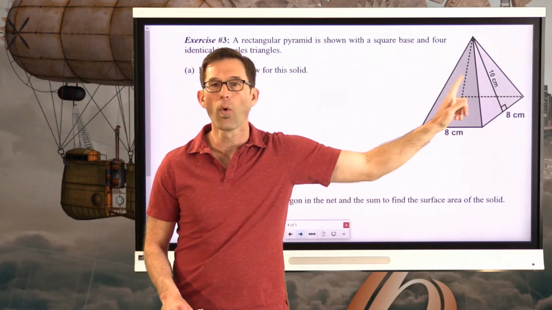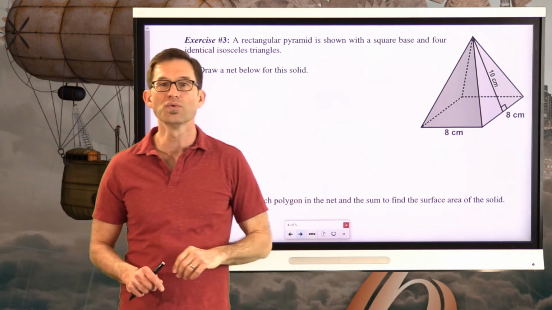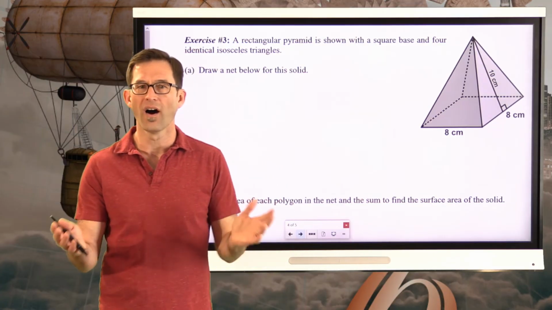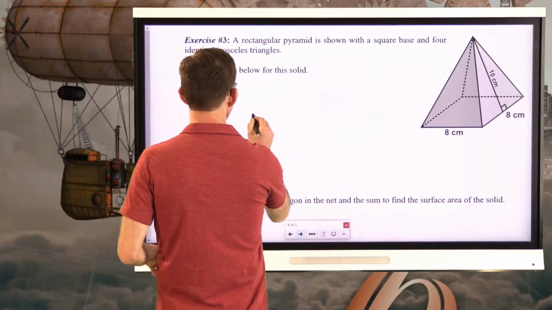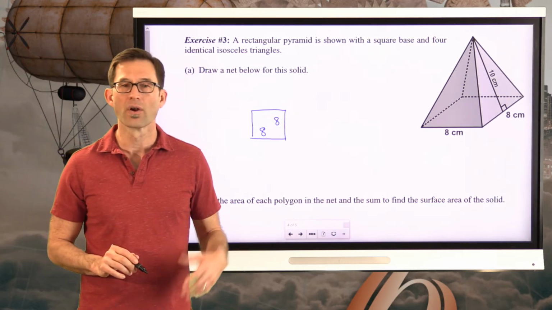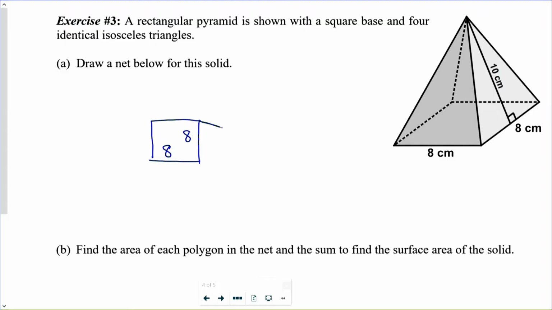And then we've got 4 triangles, right, that are isosceles, meaning they've got 2 sides that are the same length each. So what does this thing look like if I unfold it? Well, originally I might draw that square, right? And that's going to be 8 by 8. It's good to have those kind of dimensions there. I could also put them on the outside of the square. The only reason I didn't is because then if I start to unfold the pyramid, I get an object that looks like this.